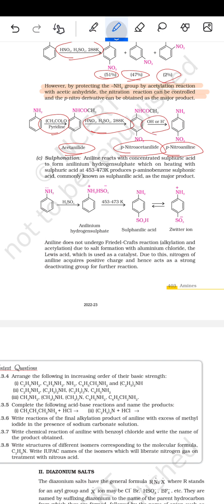फिर आता है सल्फोनेशन. Aniline reacts with concentrated sulfuric acid to form anilinium hydrogen sulfate, which on heating with sulfuric acid at 453 से 473 केल्विन produces para-aminobenzene sulfonic acid, commonly known as sulphanilic acid, as the major product. जैसे कि H2SO4 है, इसमें एनिलीनियम हाइड्रोजन सल्फेट मिलाएं तो सल्फानिलिक एसिड बन गया और ज़्विटर आयन यहाँ पर बन गया. तो यहाँ पर है 453 से 473 केल्विन.